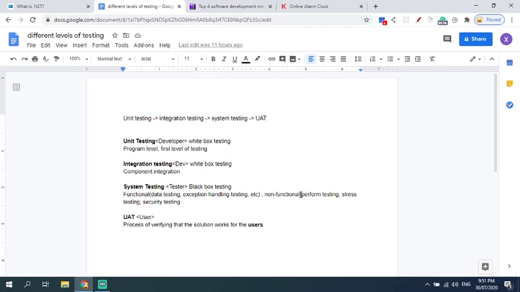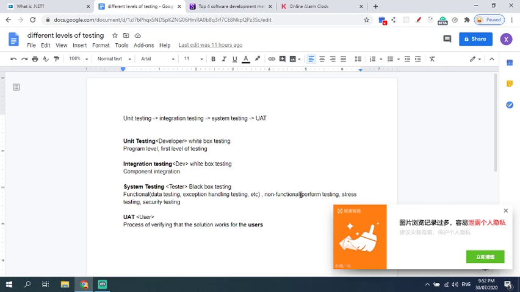System testing is focused on the functional or non-functional level. So there are two parts of system testing. When the testers work on functional testing, they will work on data testing, exception handling testing, etc. And when testers are working on non-functional testing, they will focus on performance testing, stress testing, or security testing.